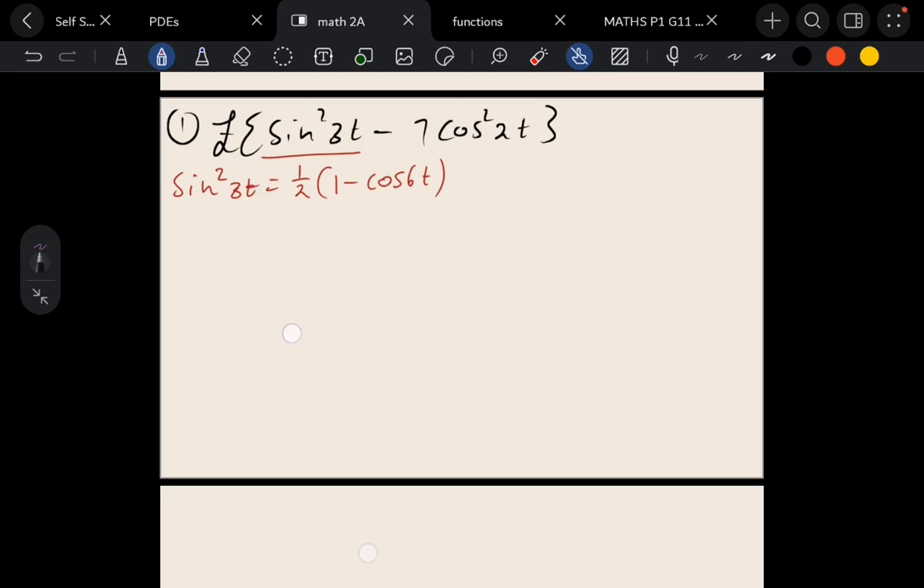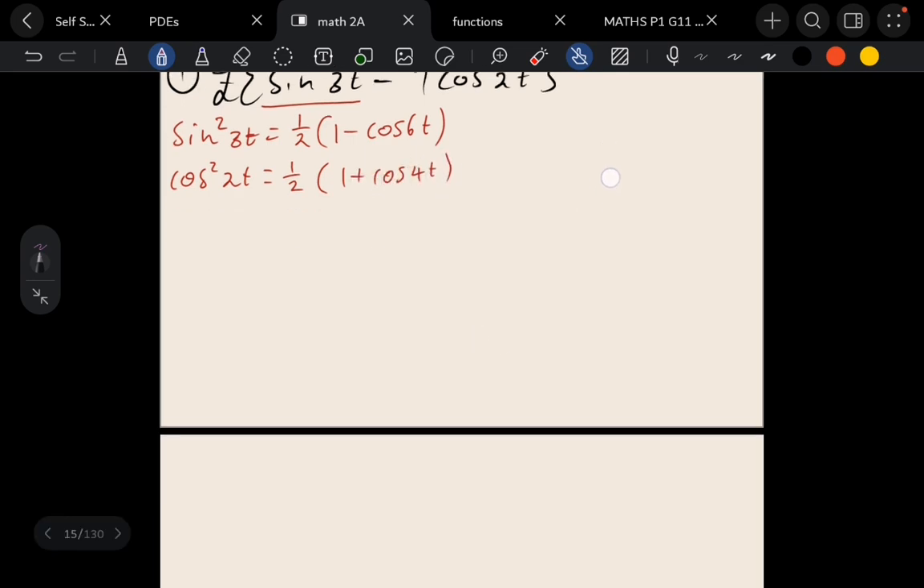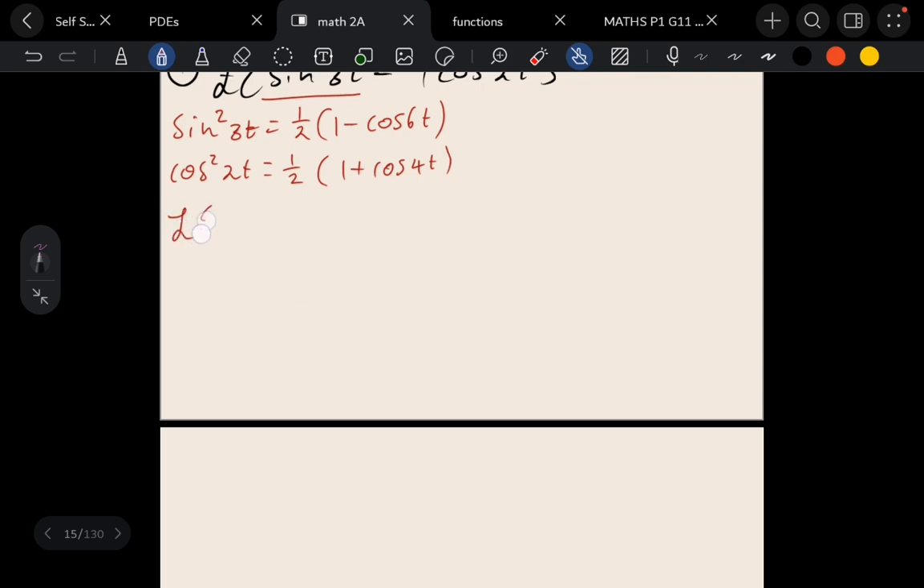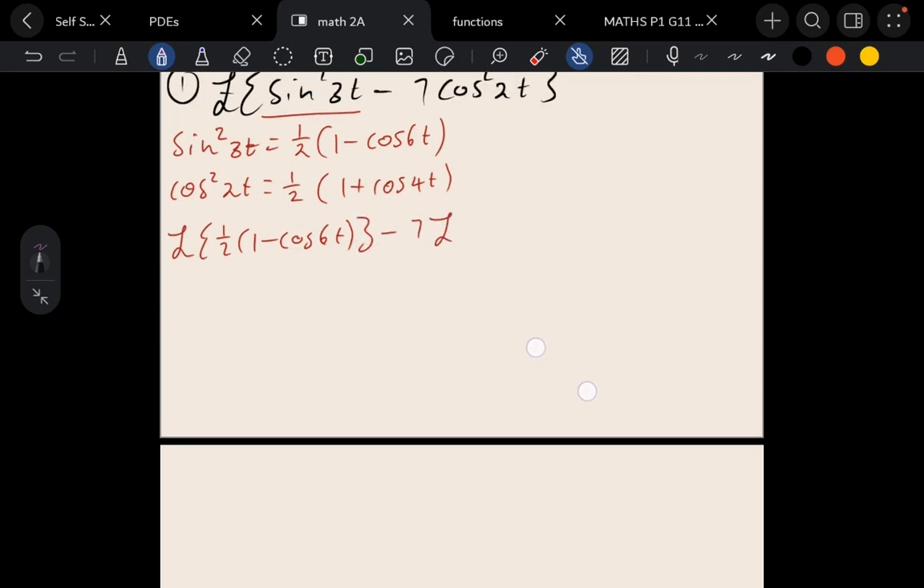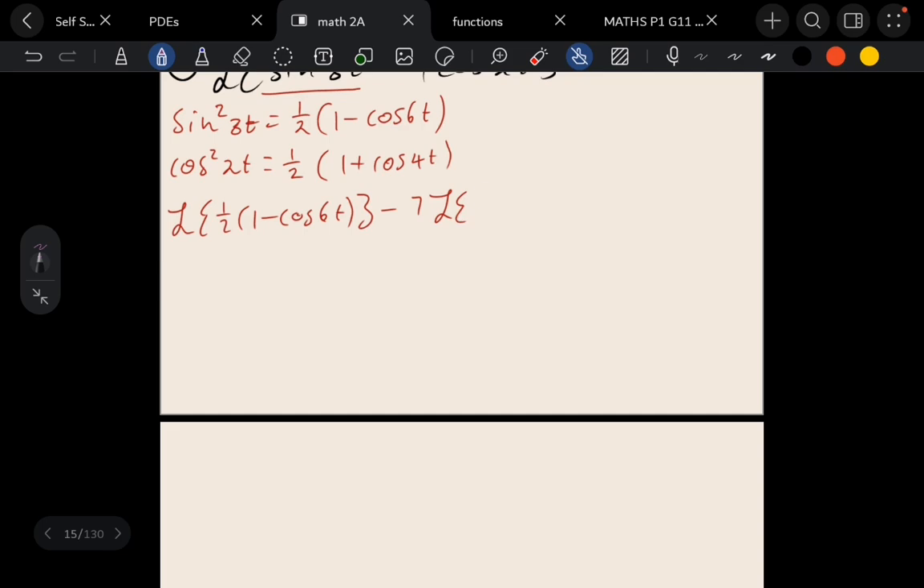So there you are going to have cos squared 2t. You need to write it as 1 over 2 in bracket 1 plus cos 4t. So this is how you're going to find the Laplace transform. So you're going to find the Laplace transform of what now? Of 1 over 2 in bracket 1 minus cos 6t minus 7 times the Laplace transform of 1 over 2 in bracket 1 plus cos 4t.